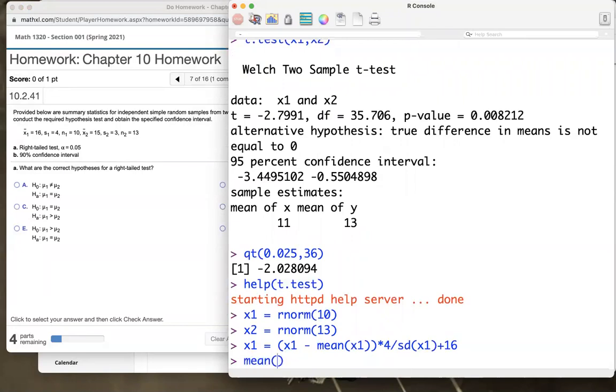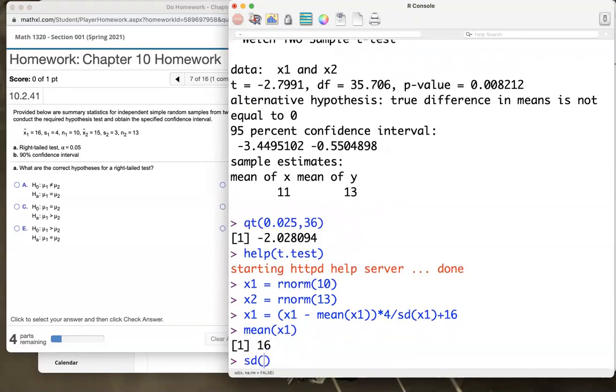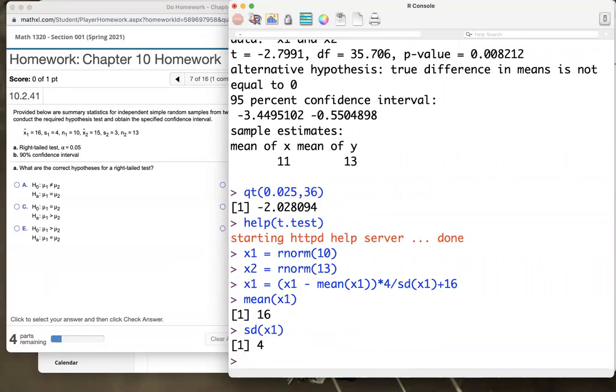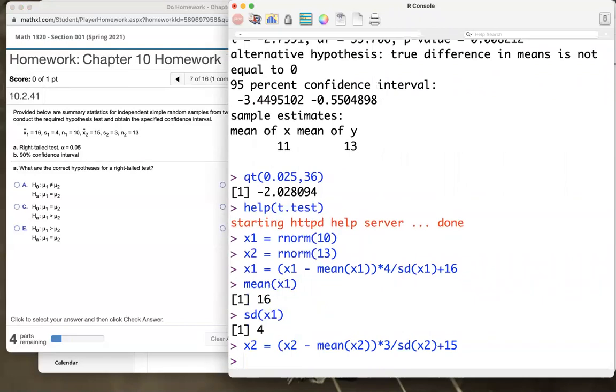And so you can check all the stuff here. We'll do the same for X2. We're going to subtract its mean, multiply by the standard deviation that we want, divide by the standard deviation that we already have, plus the mean that we want. Okay, and then that should have all the properties that we want there.